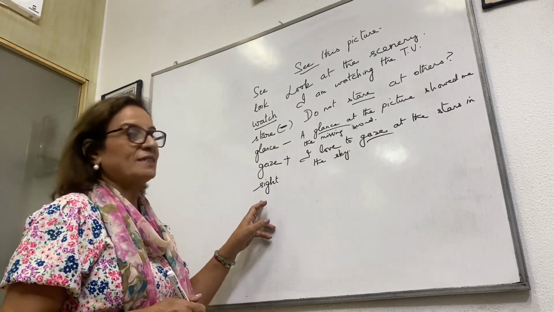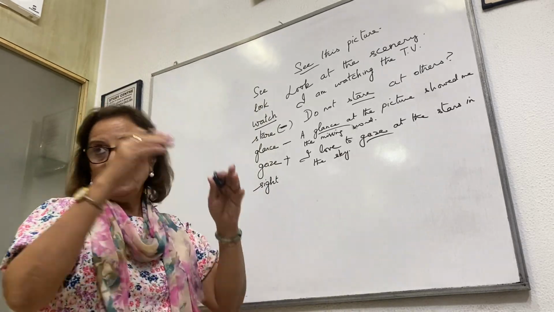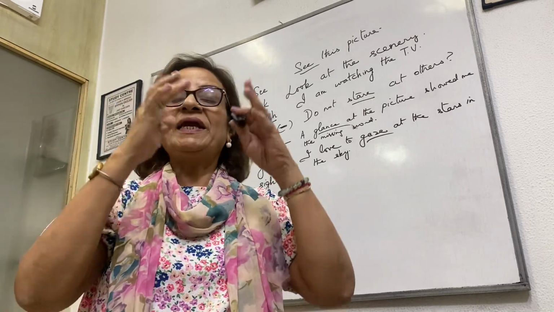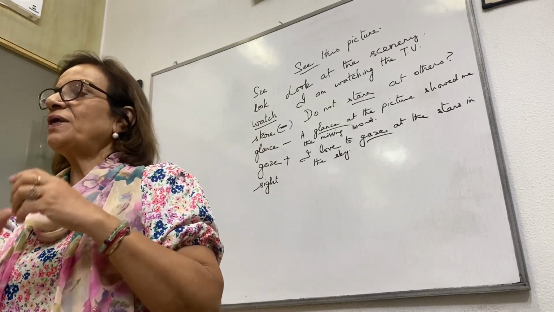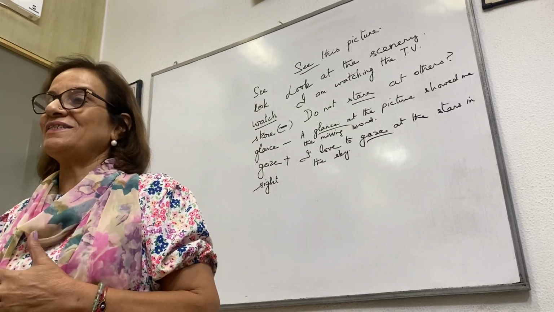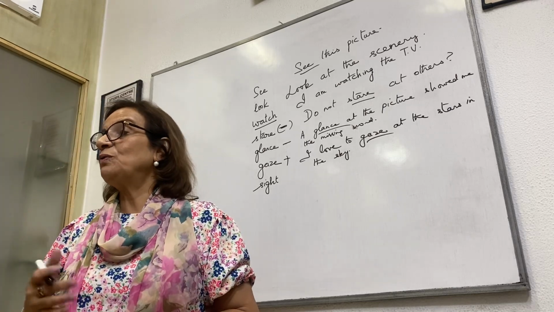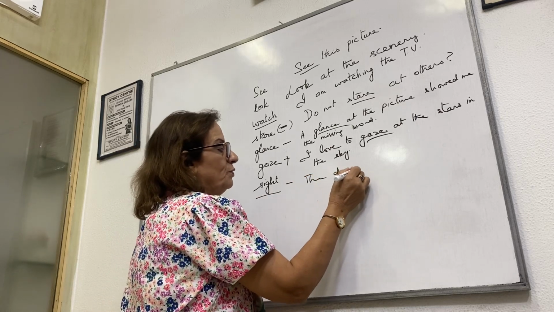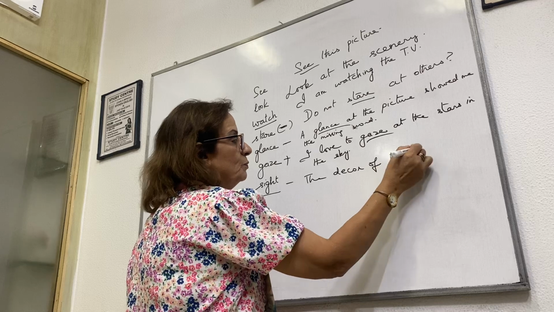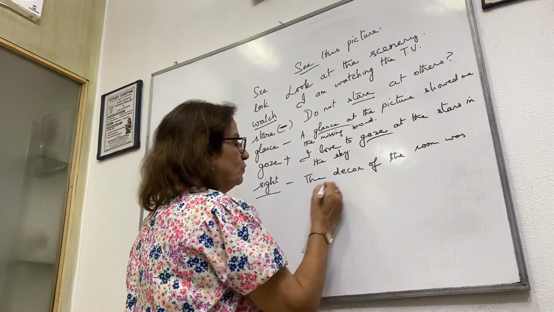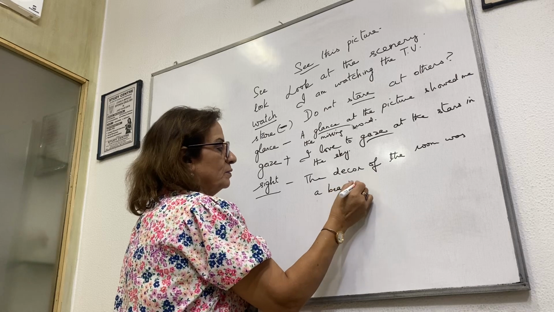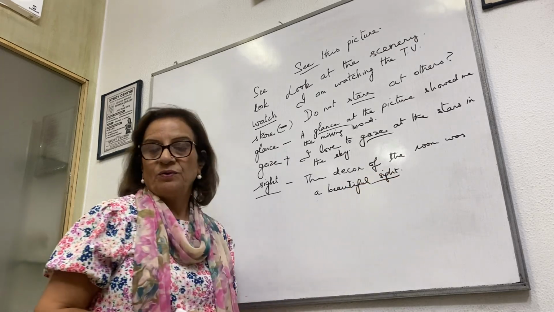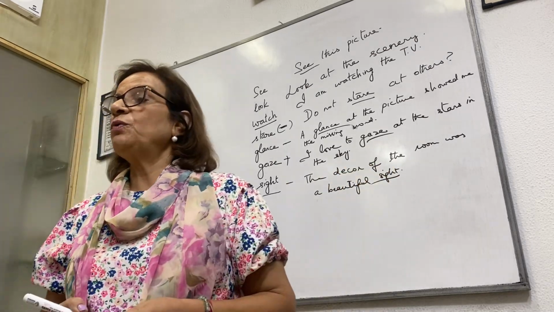Okay, then comes sight. When you look at maybe a decoration or some painting or anything, some decor has been done, so it's a very beautiful sight. The whole thing done up is a very beautiful sight. So, the decor of the room was a beautiful sight. Means it was really very pleasing to the eye. Okay, so the decor of the room was a beautiful sight.